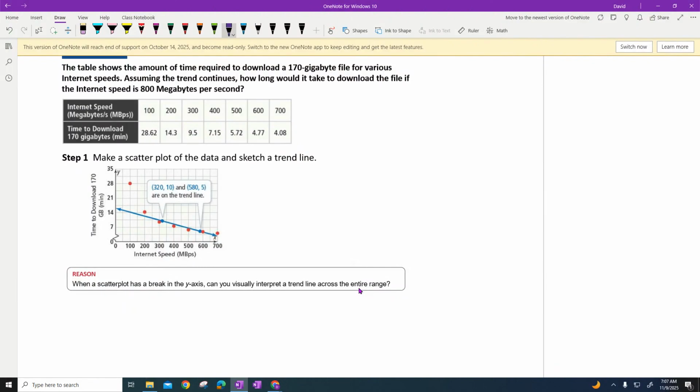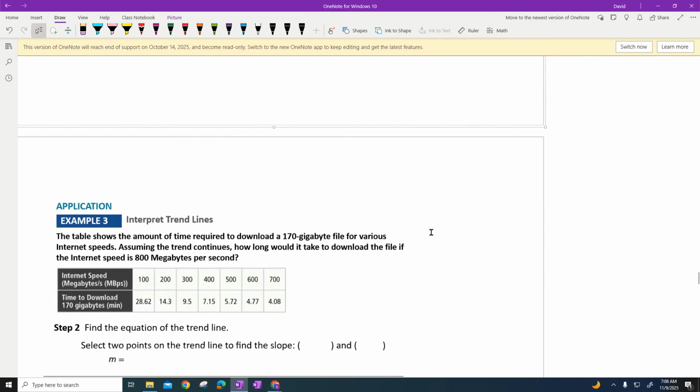All right, and this is talking about internet speed, and so it looks like if my speed is really slow, it takes a lot of minutes. Now remember how Fisher said time's always on the x-axis? Most of the time, 99.9%. Well, this now has time on the y-axis, which is kind of unusual. We're looking at internet speeds here, and we're looking at how long it's taken to download something. So every once in a while, time can be on that y-axis. All right, let's go see what we're supposed to do here.